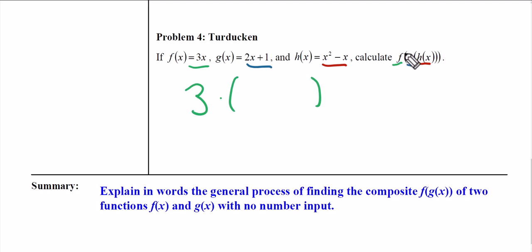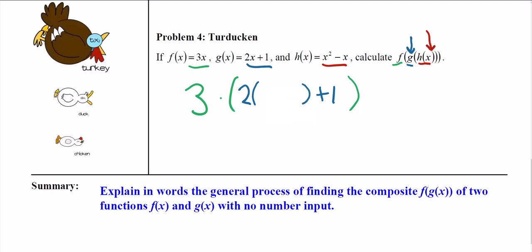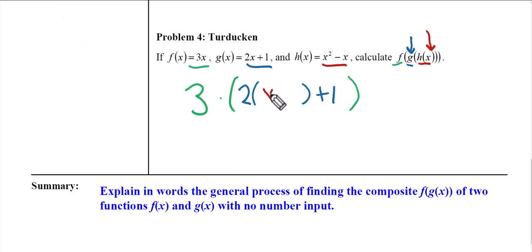Well, what's going to go inside of f? g. So let's put g inside of here. But we're not done. We have to make room to plug in h of x inside of g of x. So here's the room that we prepared, and let's go ahead and put h of x in here. So this is the appropriate setup for f of g of h of x.